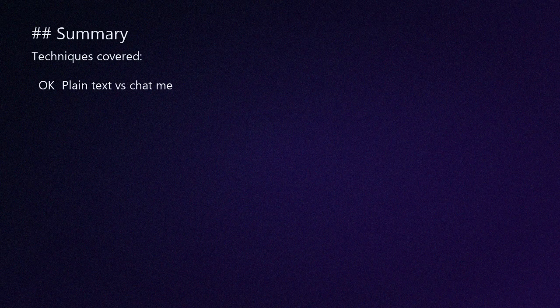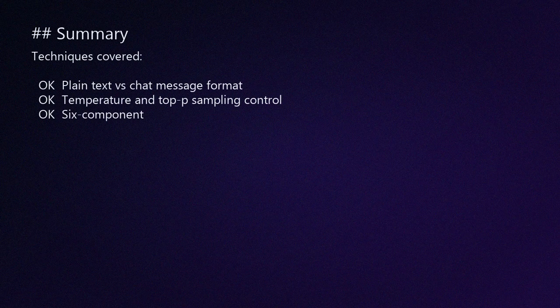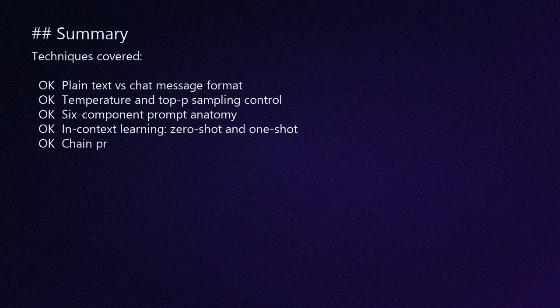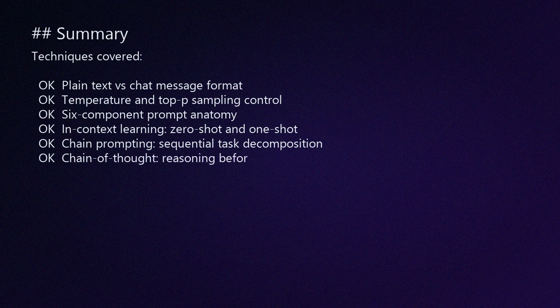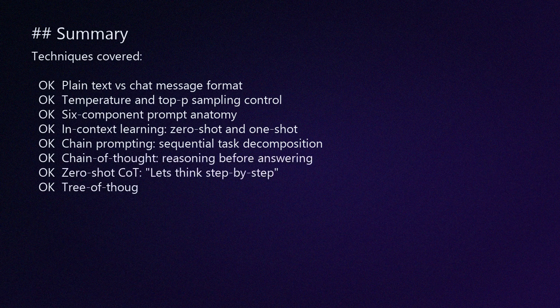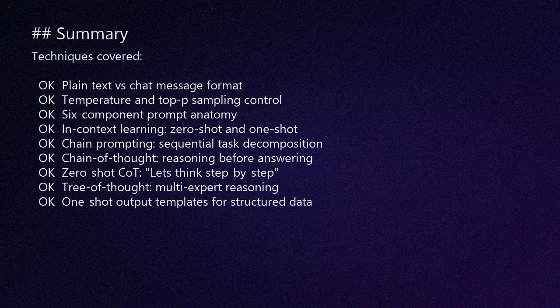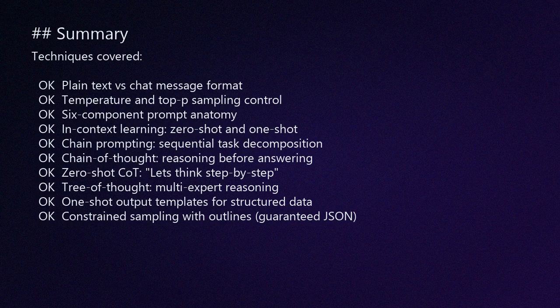Let us land everything we covered in this chapter. We started with how GPT-2 takes plain text while instruction-tuned models like Phi-3 use the structured role content messages format. We explored temperature and top-p as the 2 main dials for controlling creativity. Higher values give more varied output, lower values give more focused and deterministic responses. We built up the anatomy of a well-structured prompt, persona, instruction, context, data format, audience, and tone, and saw how each component sharpens the output independently.